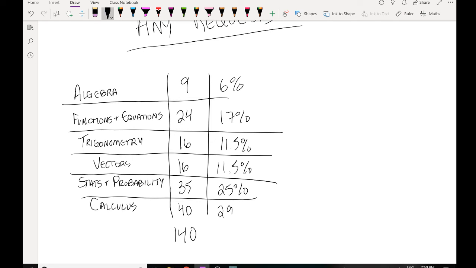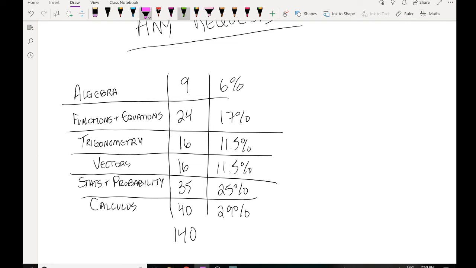This is about 29%. Does this add up properly? 29, 25, 11.5 and 11.5 is 23, 17 and 6. Oh, wow. Okay. That was perfectly 100. Okay, so that's the breakdown.